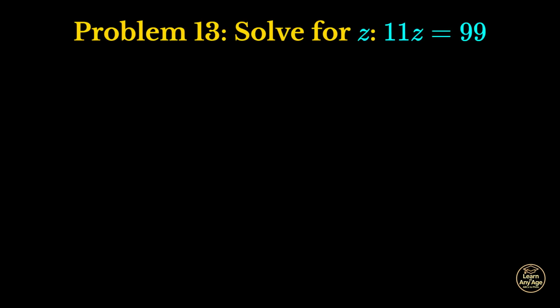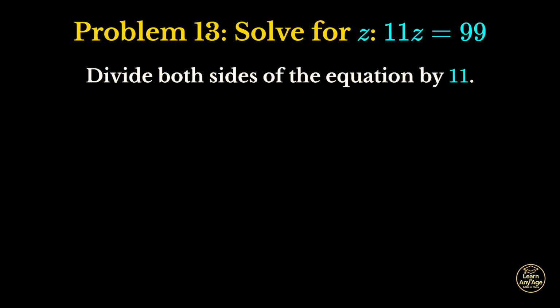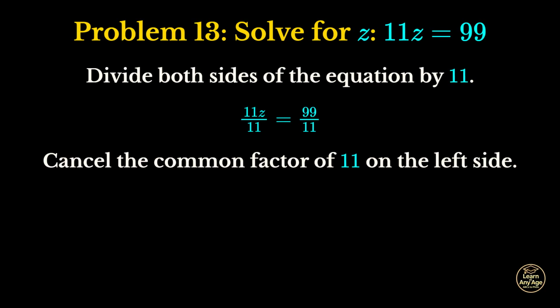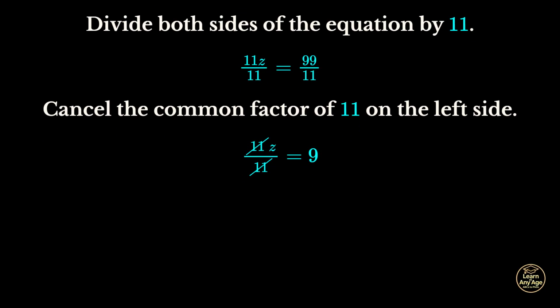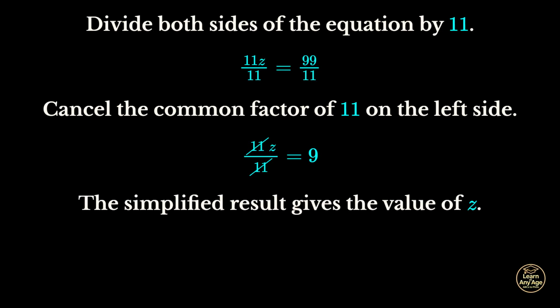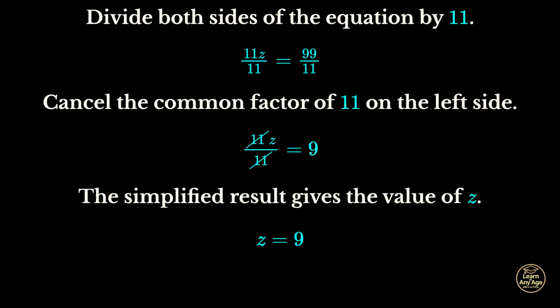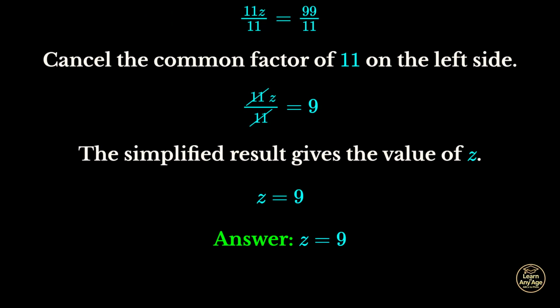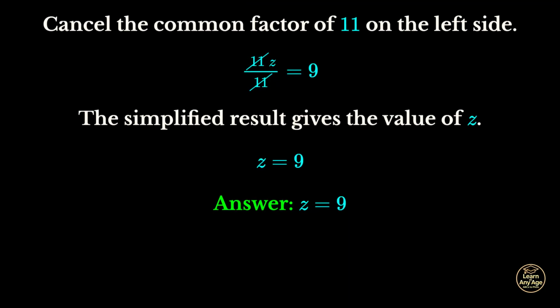Problem 13, solve for z, 11z equals 99. Divide both sides of the equation by 11. 11z over 11 equals 99 over 11. Cancel the common factor of 11 on the left side. 11 cancelled out, z over 11 cancelled out equals 9. The simplified result gives the value of z. z equals 9. Answer, z equals 9.